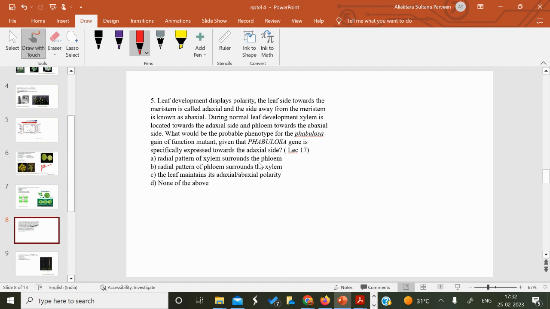So I have shortlisted two options. Can you try to answer which one could be the option, A or B?